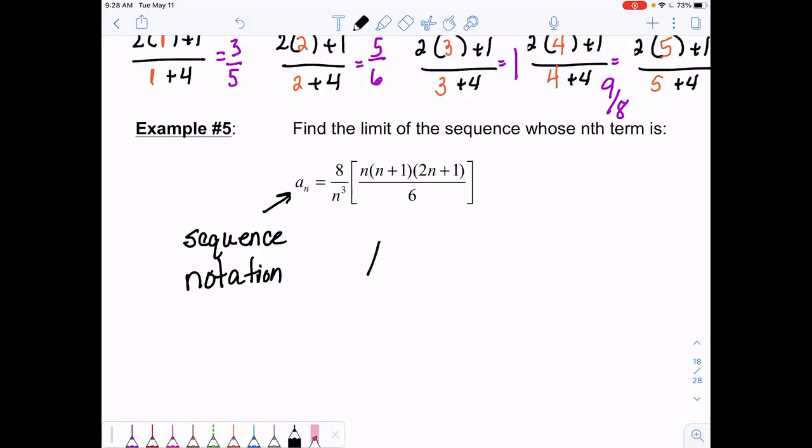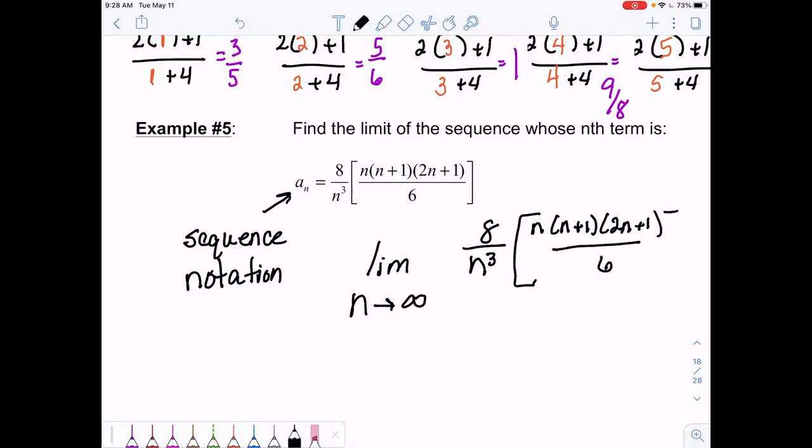So our goal is to find the limit as n approaches infinity of this sequence, 8 over n cubed, and then inside we have n plus 1, 2n plus 1, all over 6. It's a big equation. It's not asking you to find the first 5 terms. It's just saying determine the limit of the sequence. How could you determine the limit of this huge function? Peter, what could you do?